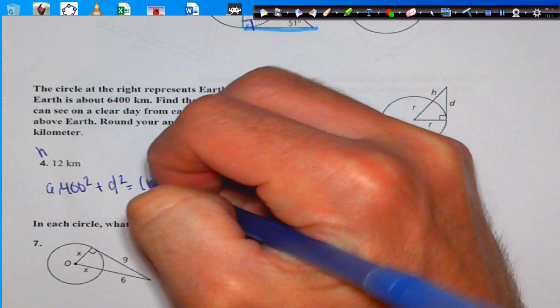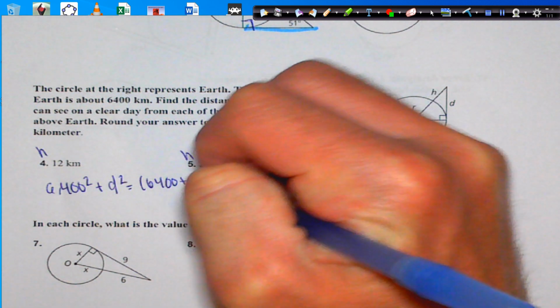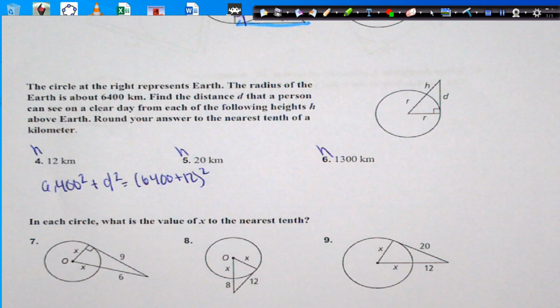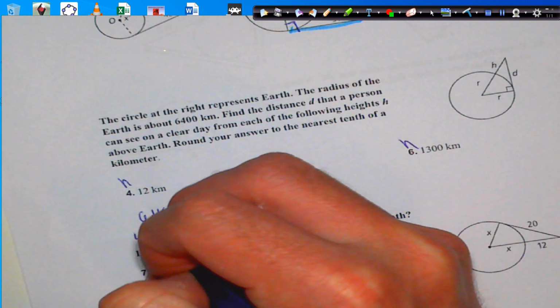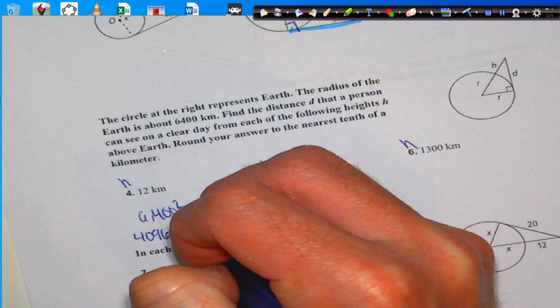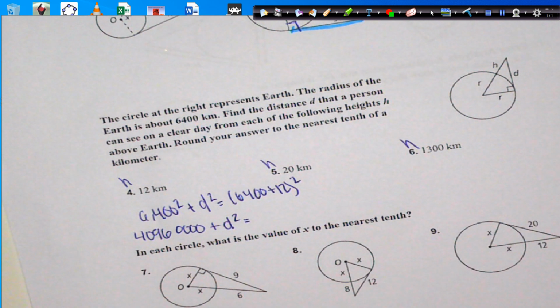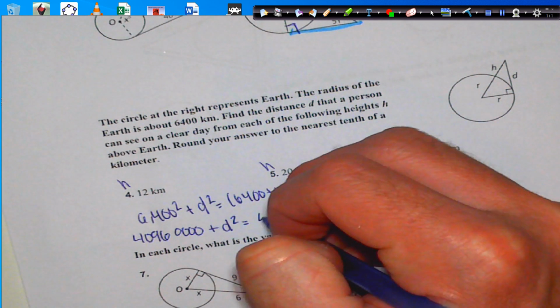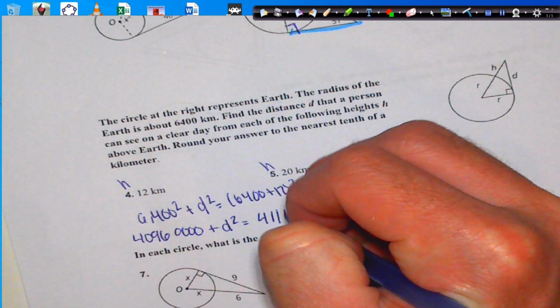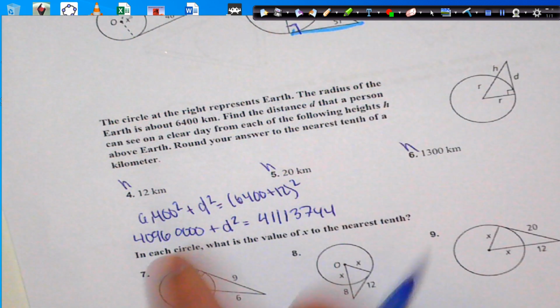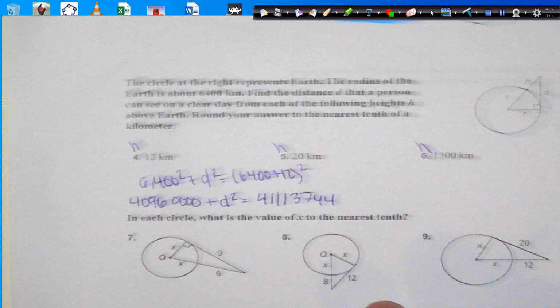So that's 6,400 plus 12, and then squared. So I'm just going to square those real quick. We're going to have really big numbers. Yeah, really big numbers. And so we get 4096 and then 1, 2, 3, 4 zeros, plus d squared equals, and this is going to be a rather large number as well. And then we're going to subtract those two numbers. I'm just going to do it in my calculator.